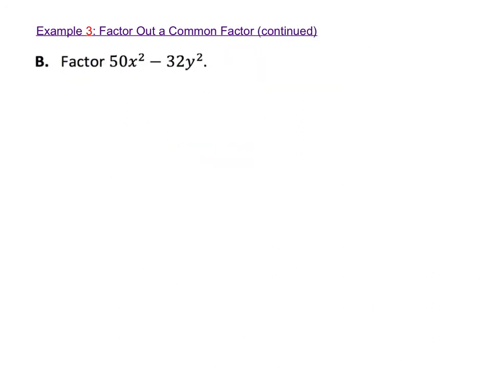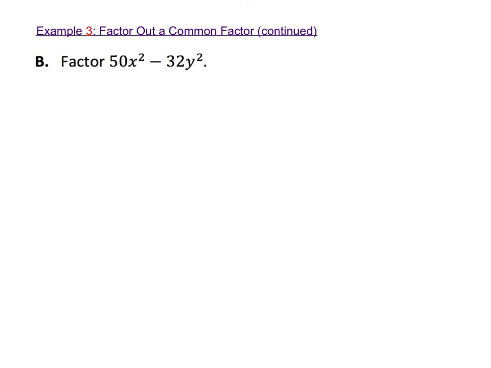Here's our final example for this lesson. Again, we have two variables. There's an x and there's a y. So let's factor 50x squared minus 32y squared. Let's start with the greatest common factor of the numbers.